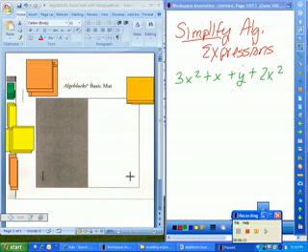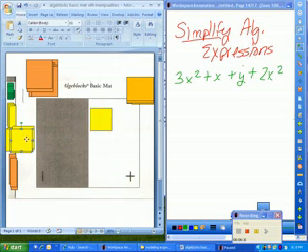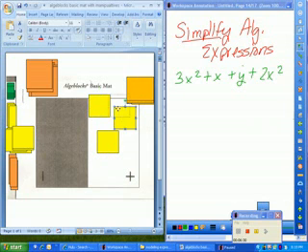Let's try one now that's a little bit more complicated. We've got 3x squared plus x plus y plus 2x squared. So let's start by putting the 3x squareds into our model. So these are x squareds. We need 3 of them because it's 3 times x squared. So 3 groups of x squared.